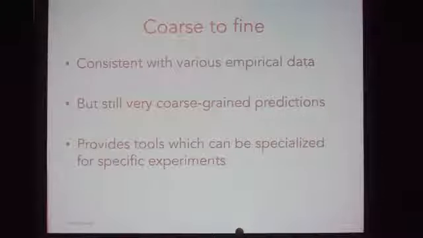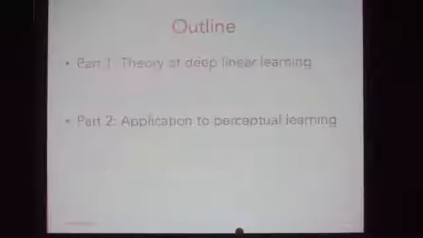But everything I've been talking about is quite a coarse prediction, right? Sigmoidal learning curves. It's not something that you could really go and test with experiments. But the theory, I think, provides the tools, which now you can go specialize to a specific experiment. And I'm going to take perceptual learning as an example.